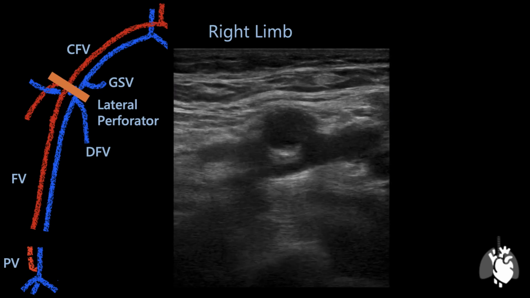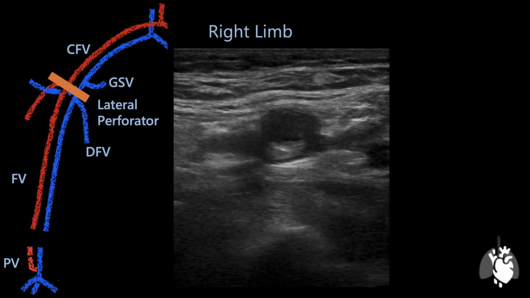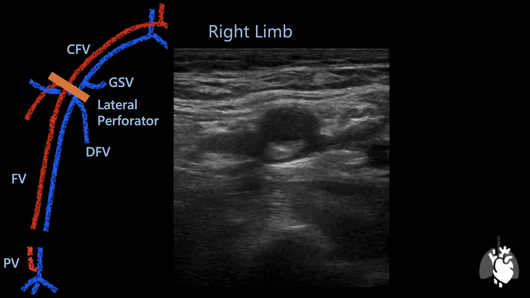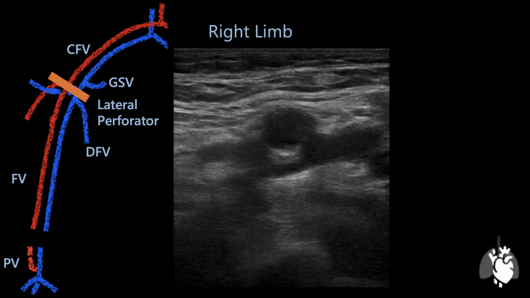I've skipped ahead a few images, but here we're at the common femoral vein, and you can see a compressible lateral vein coming off of the left side. This would be the perforator vein, as it is oriented laterally.